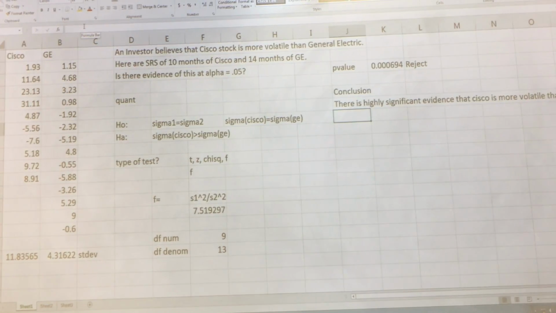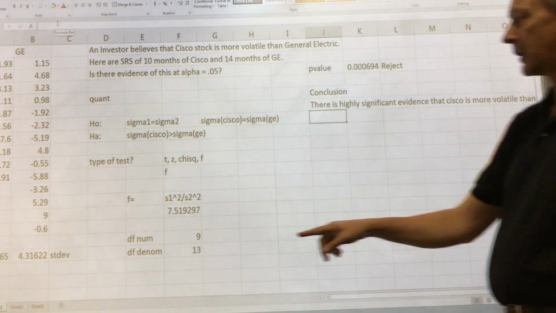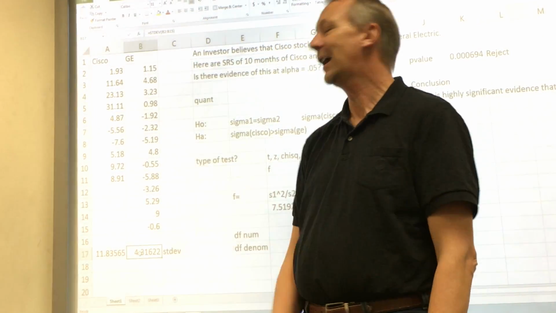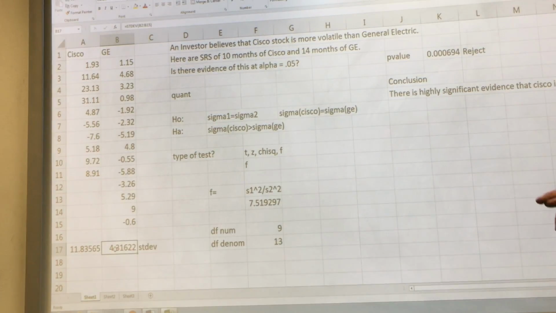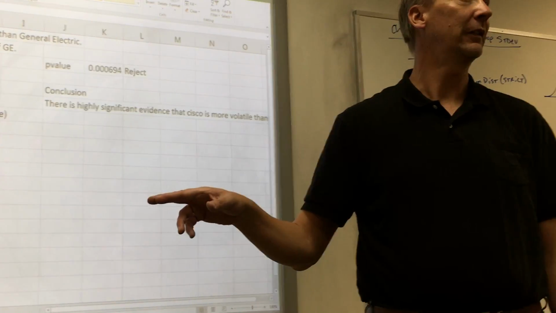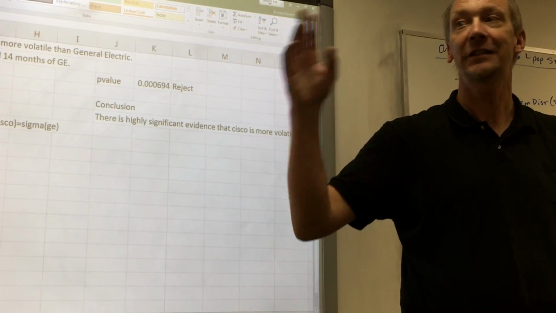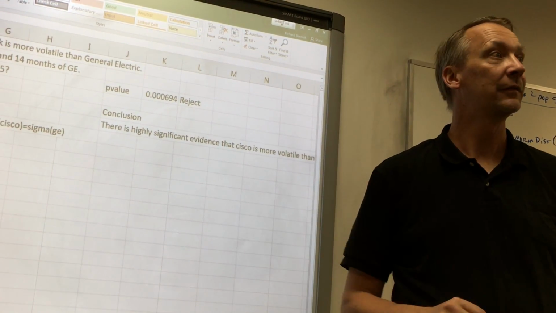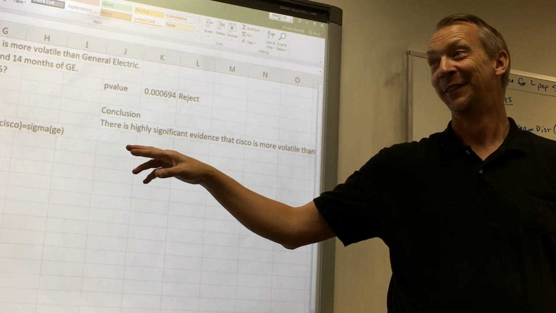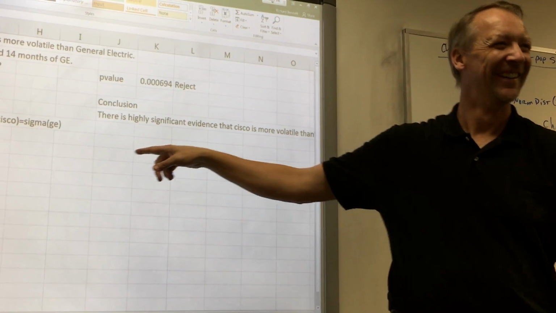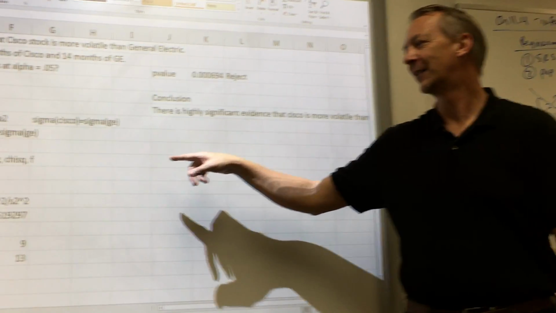evidence. So as we look at this, think about this. Cisco's 3 times more volatile than GE, right? That seems like a lot, right? Even if you didn't do any statistics, doesn't that seem like a lot? Yeah. He was up too late watching the election, I can tell. Okay? All right.